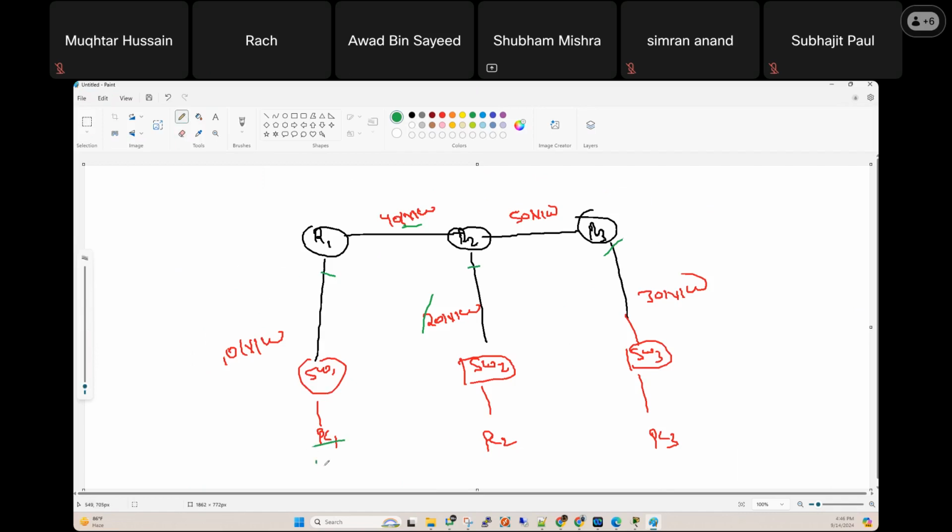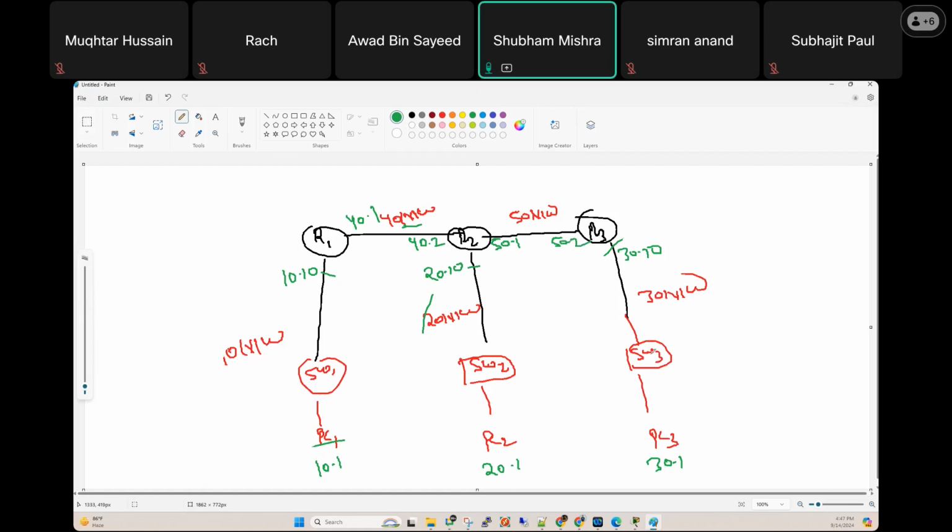Let's suppose here I am configuring 10.1. Here I configure 10.10. Here I configure 20.1. Here I configure 30.1. Then 20.10, 30.10, 40.1, 40.2, 50.1. I hope this is clear to all of you, how I can configure the IP addresses.